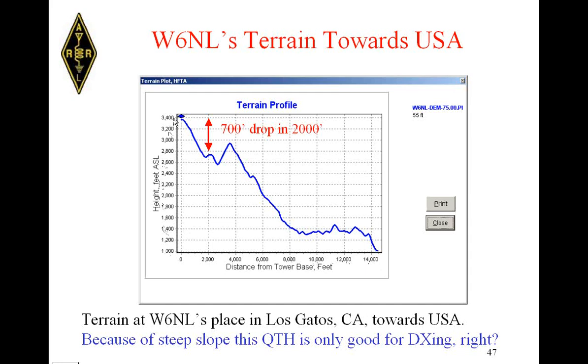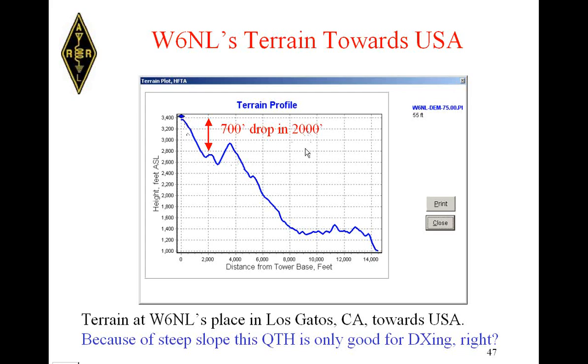So again, don't get fooled by the different X and Y resolutions, but it's still a very significant drop. You cannot walk up this hill, according to Dave. You can crawl up with ropes if you don't want to fall off the edge here, 700 feet and 2,000 feet.